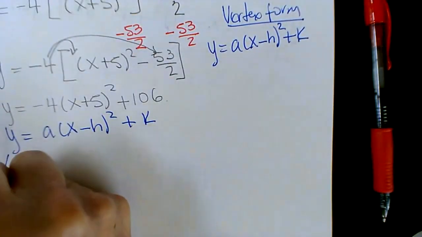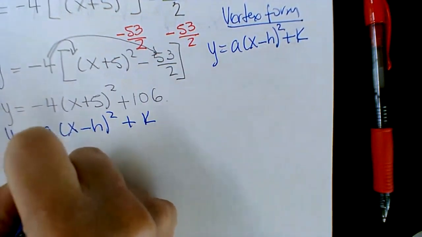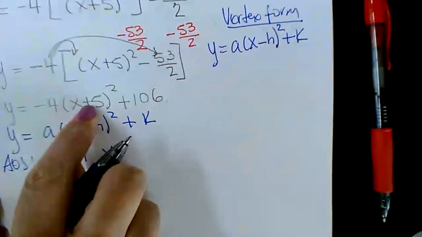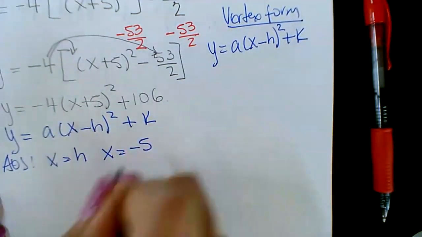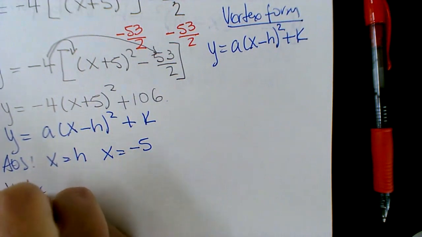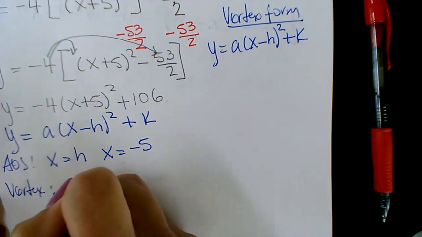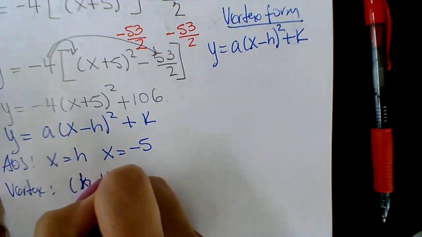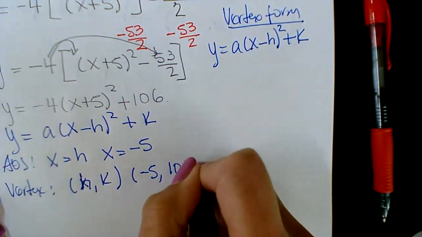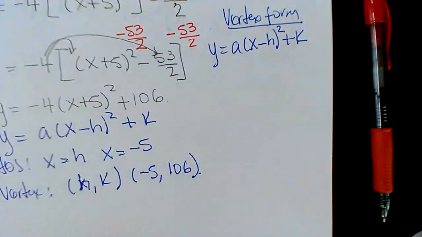So the axis of symmetry, x equals h. So x is equal to, we said the opposite, so it's going to be negative 5. Now the vertex, h comma k. So it's going to be negative 5 comma 106.